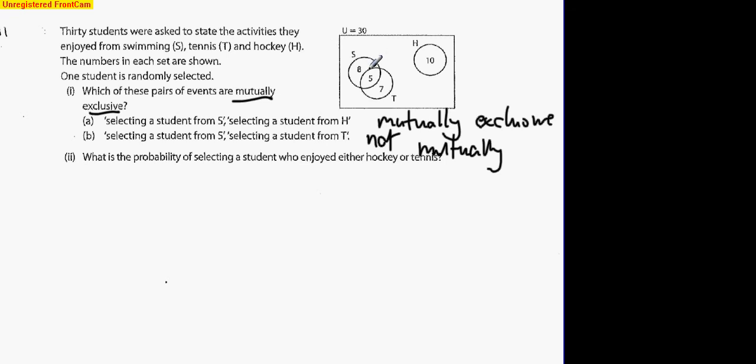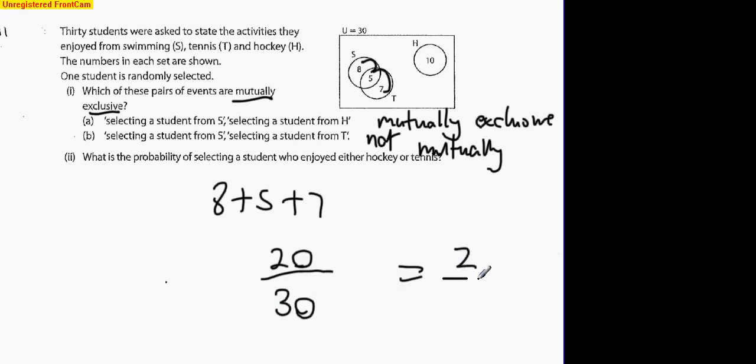So in total, there's 8 plus 5 plus 7, which is 20 people who either enjoyed hockey only, tennis only, or both. That still counts as enjoying hockey or tennis. 20 students out of how many in total? 30 students in total. This means there's a 2/3 chance of picking somebody that likes hockey or tennis, or in some cases both.